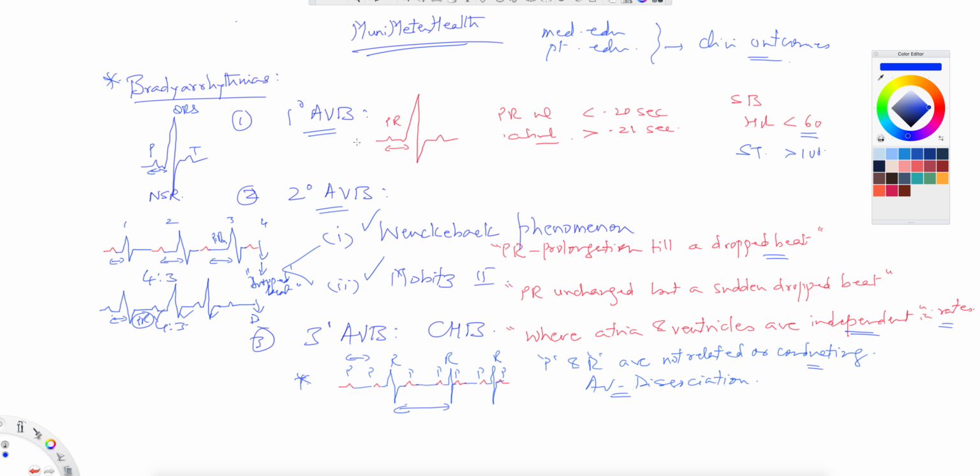So in a nutshell, you learned the first degree AV block, the second degree AV block, and the third degree AV block. It's a quick revision for the medical students so that they know that if the PR is more than 0.2, that's considered borderline until 0.21 and 0.22 and above. If it is 0.22 or above, then that's definitely a first degree AV block. Some people consider this a borderline AV block, but by definition, I think anything more than 0.2 should be considered first degree AV block. Wenckebach: here there is PR prolongation until a drop beat. Mobitz II: the PR is unchanged but there's a sudden drop beat.